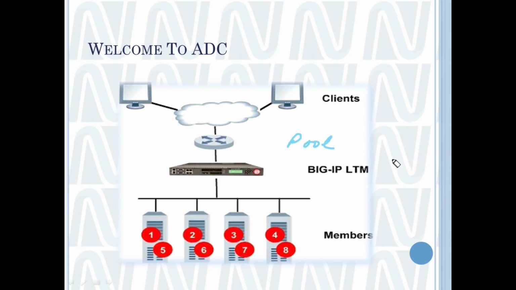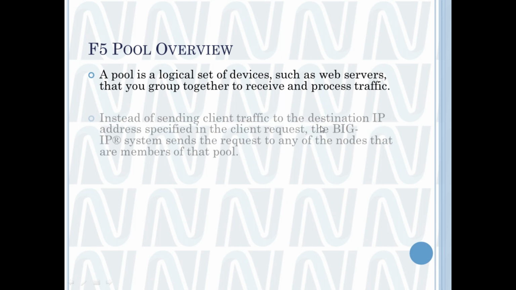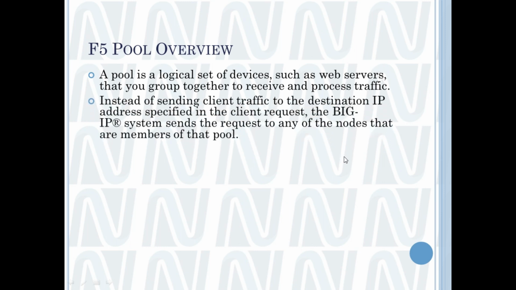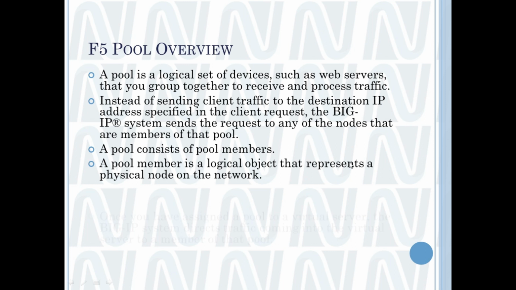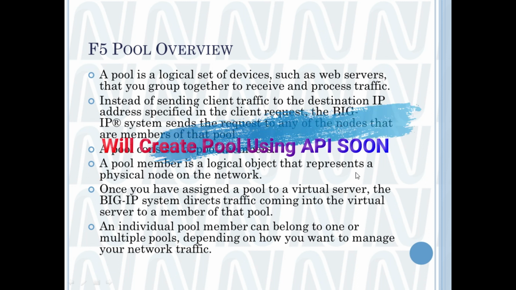I hope the people who are working on BIG-IP or F5 terminology are aware of it. But if you are not, you can say that some of the members we will include into the pool. So we need to create a pool. I will give you the demonstration of how to create that, using the GUI and using our Python script as well. Let me describe more about the F5 overview, the pool overview. A pool is a logical set of devices, as I told you, for particular specific services. It consists of pool members, and the pool members are the backend servers which are hosting a similar kind of service.